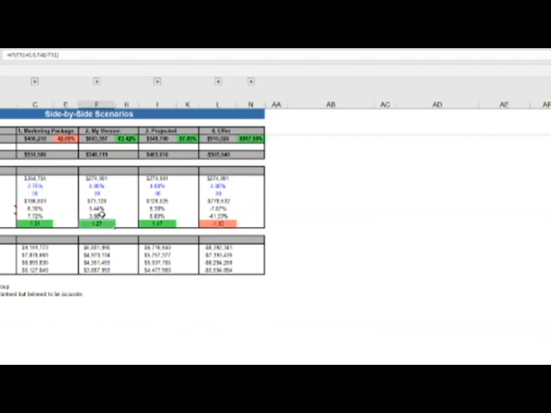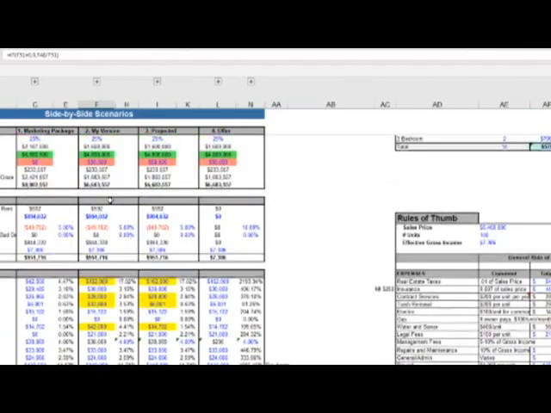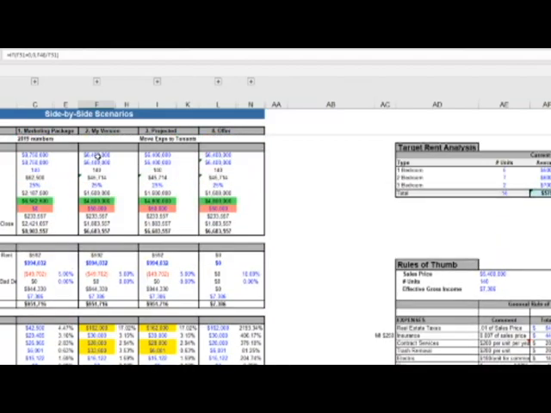Because if you can't get it financed, folks, it doesn't matter what the cash on cash is. It doesn't matter what the cap rate is. If you can't get this financed from a bank, you're dead in the water. So that's what I start with first. This is the highest I can go. This price here is the highest I can go to meet my debt service coverage ratio.